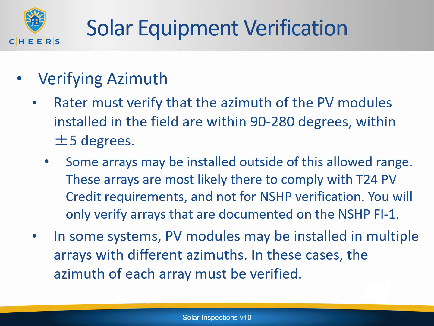Now, some arrays may be installed outside of this allowed range. These arrays are most likely there to comply with Title 24 PV credit requirements and not for NSHP verification. You will only verify arrays that are documented on the NSHP FI1. In some systems, PV modules may be installed in multiple arrays with different azimuths. In these cases, the azimuth of each array must be verified.